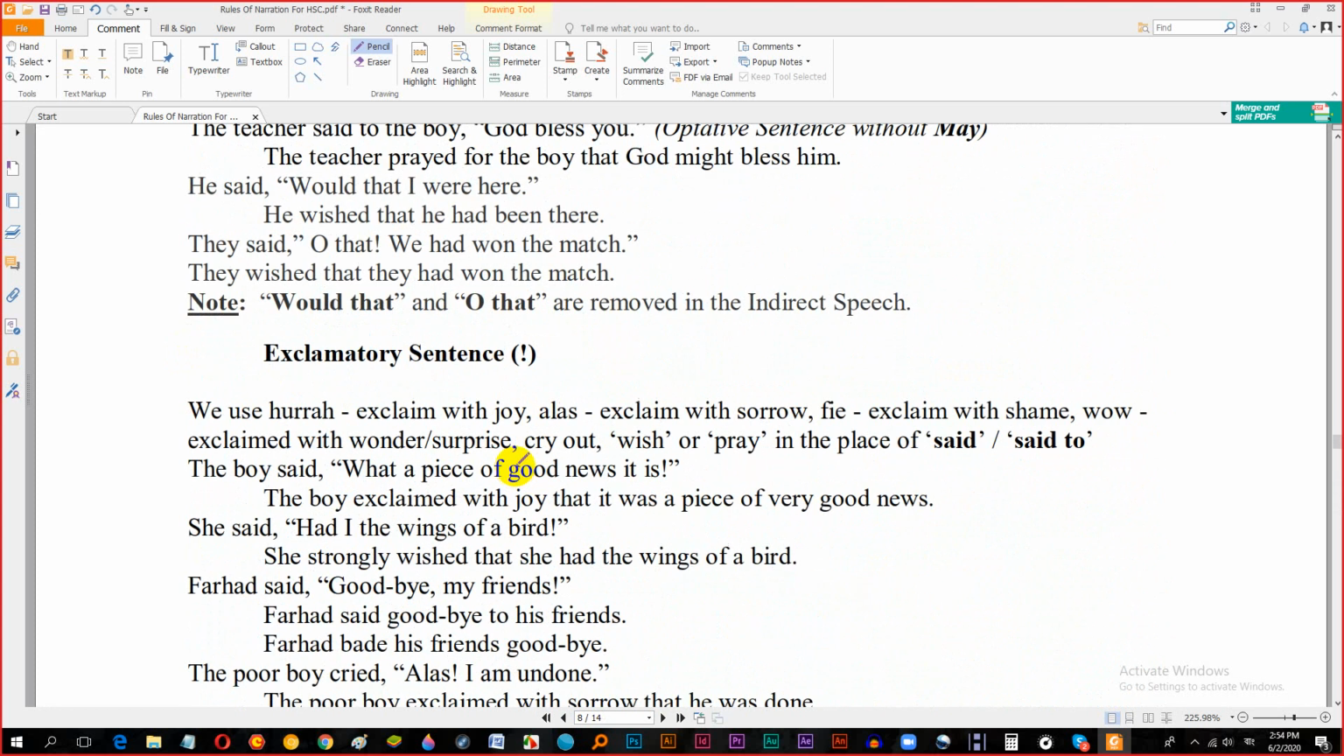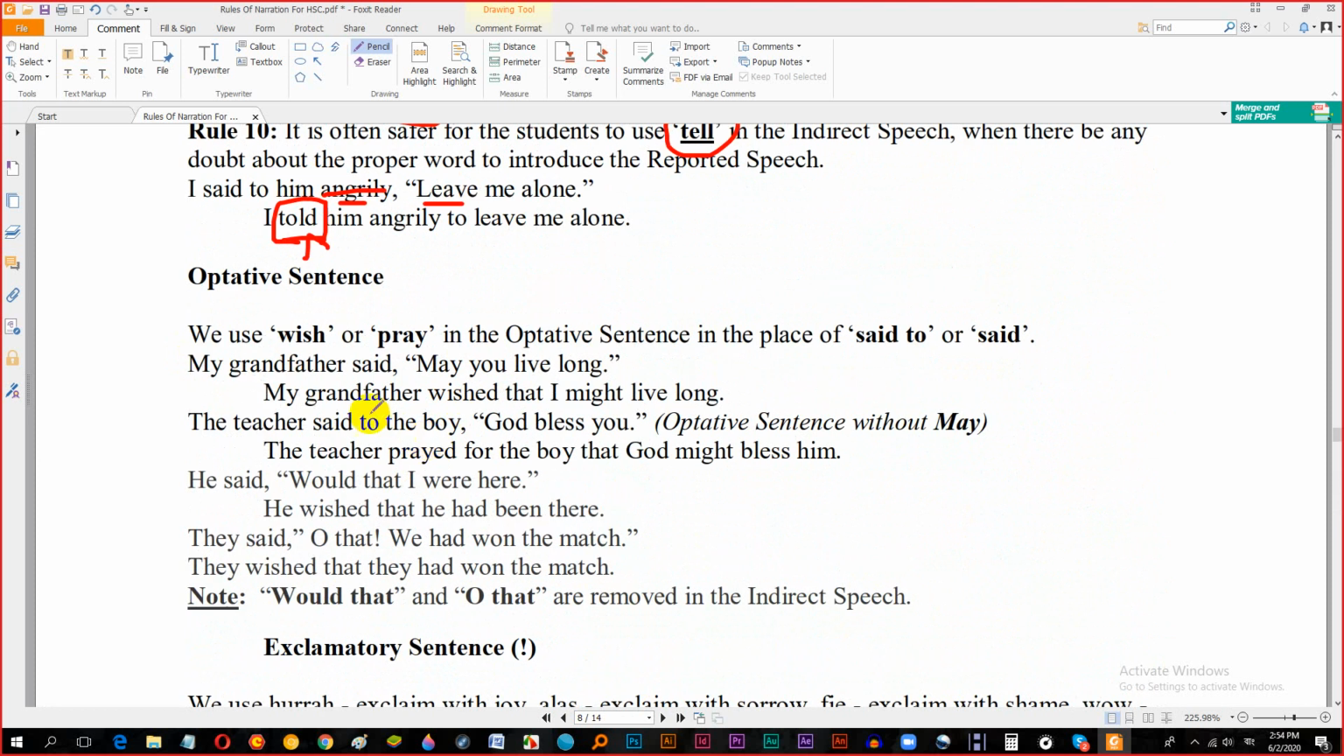Okay, so now we are going to optative sentence. Actually we have read it before, I am just discussing it again. So if we find we shall pray, that is generally how it goes. So we use we shall pray in an optative sentence, in the reporting verb.